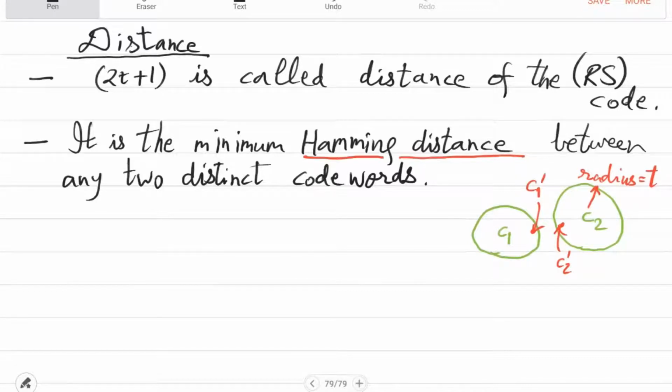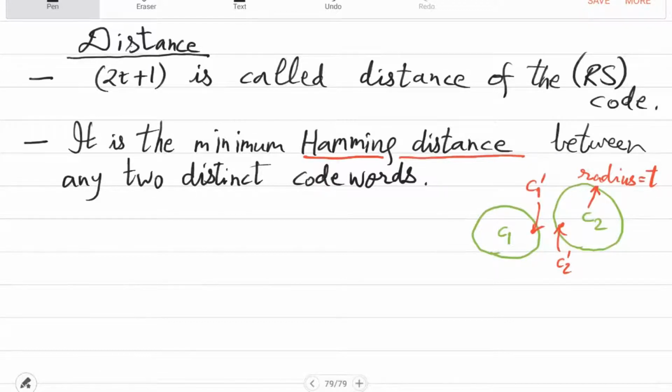Now when this code word C1 is sent on the channel, then it might shift to this position, C1 prime, right? And C2, when sent over an erroneous channel, may shift here, C2 prime. So C1 may actually shift closer to the ball around C2, and C2 may shift closer to the ball around C1. If these two balls had an overlapping point, then you will not be able to decode, because it will correspond to two code words. But in this case, it's okay, because the nearest code word to C1 prime is still C1, right?